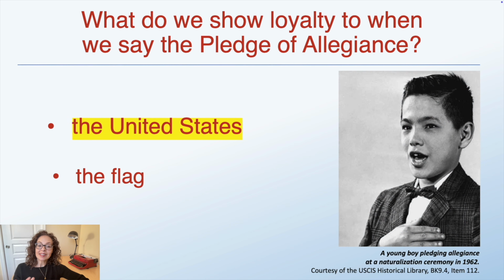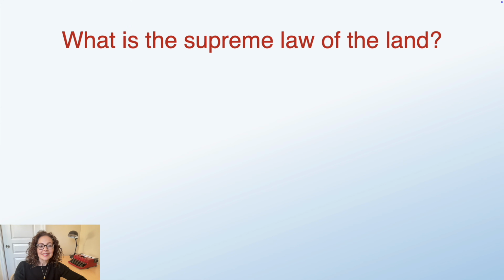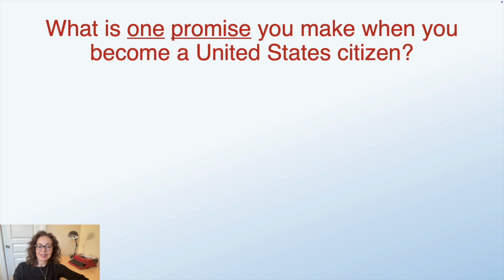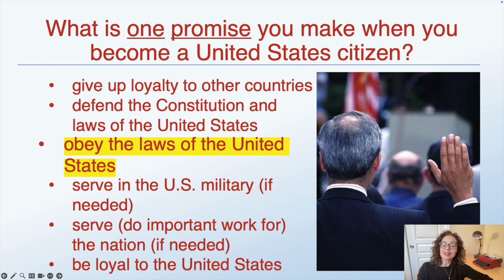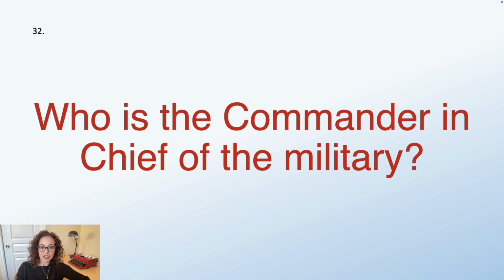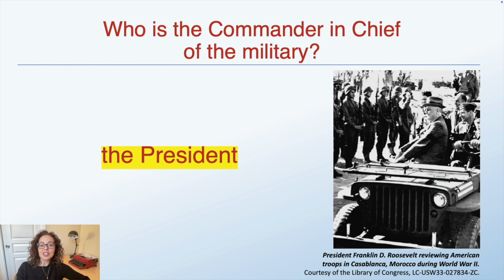What do we show loyalty to when we say the Pledge of Allegiance? That is the United States, or the flag. What is the supreme law of the land? The Constitution. What is one promise you make when you become a United States citizen? To obey the laws of the United States. Who is the commander-in-chief of the military? The commander-in-chief is the president.